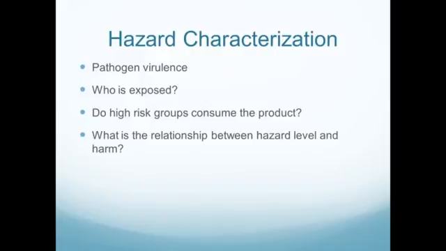And what is the relationship between hazard level and harm? Like, how much do we have to consume to cause illness? So in the case of E. coli 157, you only need 10 cells in some cases to cause illness. For listeria, maybe 10 to the 2, 10 to the 3 per gram. So this is a relationship you have, so you've got to characterize it.